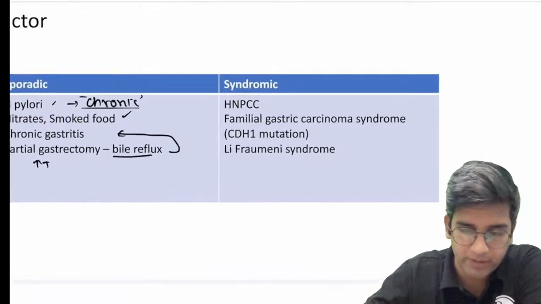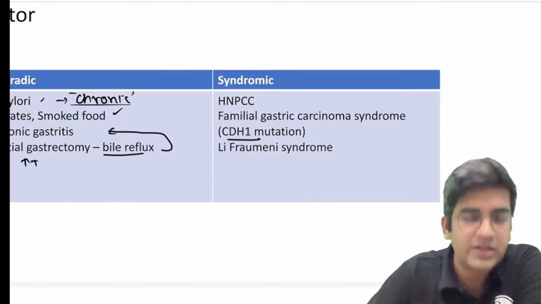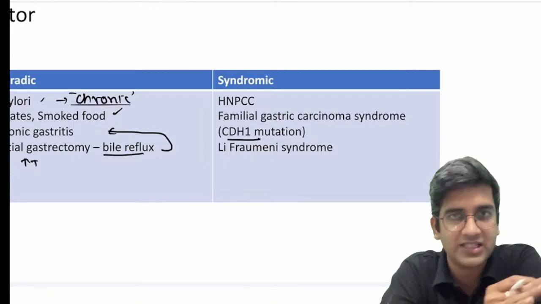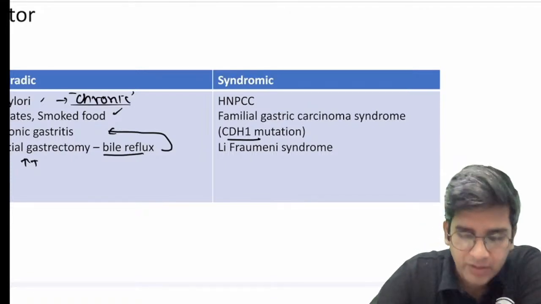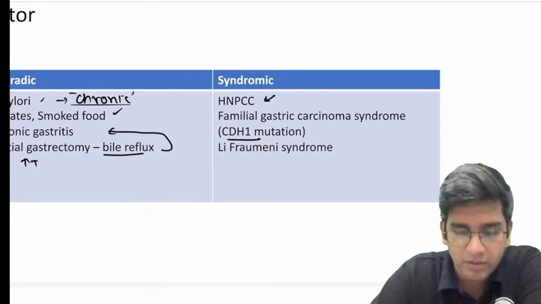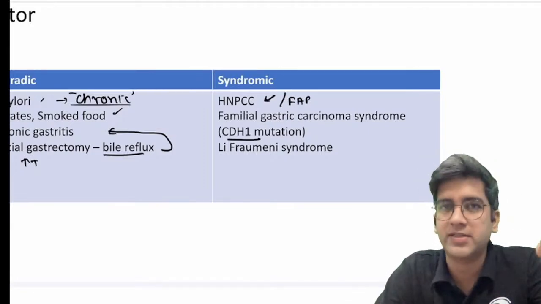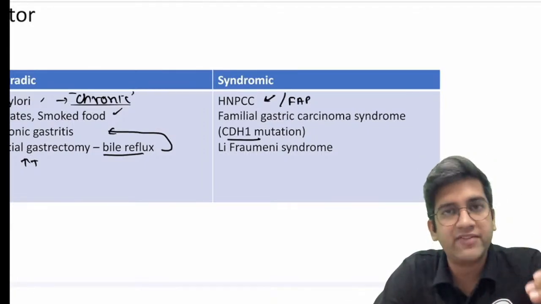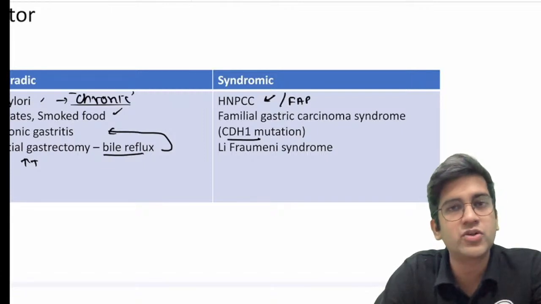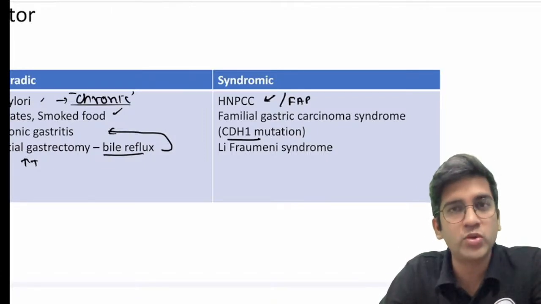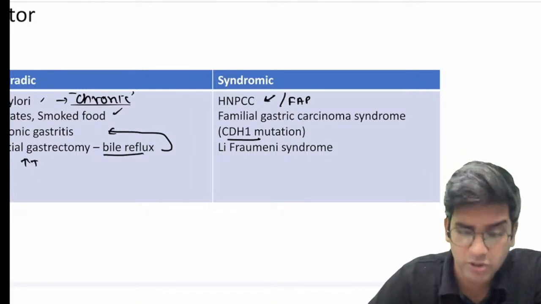Then I'll come to syndromic. The major syndrome, like Samantha said, we are going to concentrate on the CDH1 mutation, which gives a familial gastric carcinoma syndrome. In addition to that, HNPCC or your FAP can also increase the risk to some extent, not as much as CDH1. FAP and HNPCC also can have an increased risk of stomach cancer because they are involved throughout the intestine, more towards the colon, but a little bit more to the stomach as well.